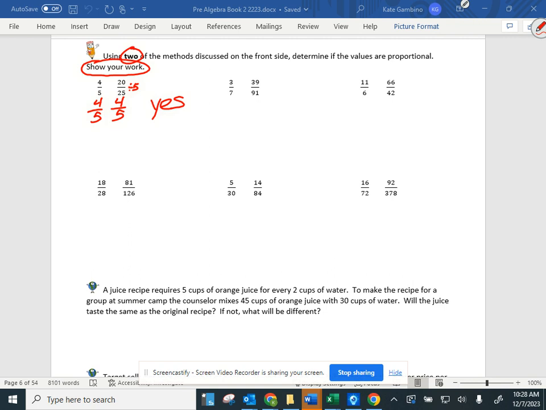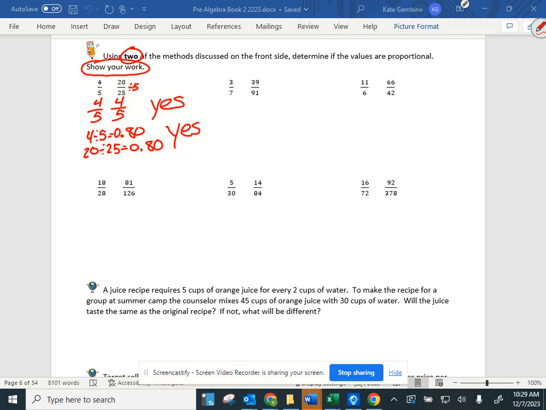Damien. You do 4 divided by 5. And then 20 divided by 25. What is 4 divided by 5, Damien? 0.80. And what is 20 divided by 25? 0.80. Don't be telling me the wrong thing, Grayson. So, again, doing it two different ways, they both prove that it is proportionate.